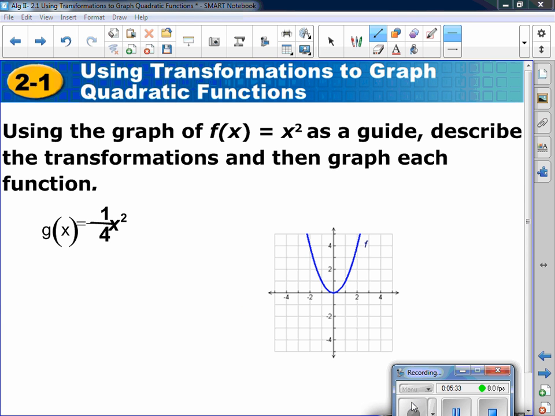I have the function x squared. We're going to look at the transformation of g of x equals 1/4 x squared.